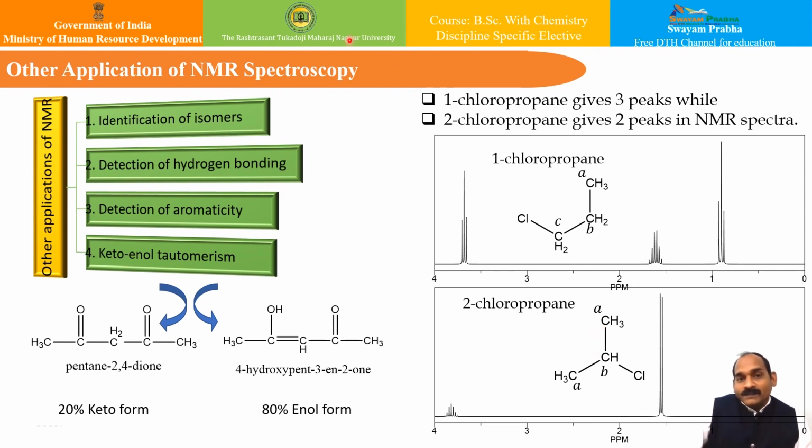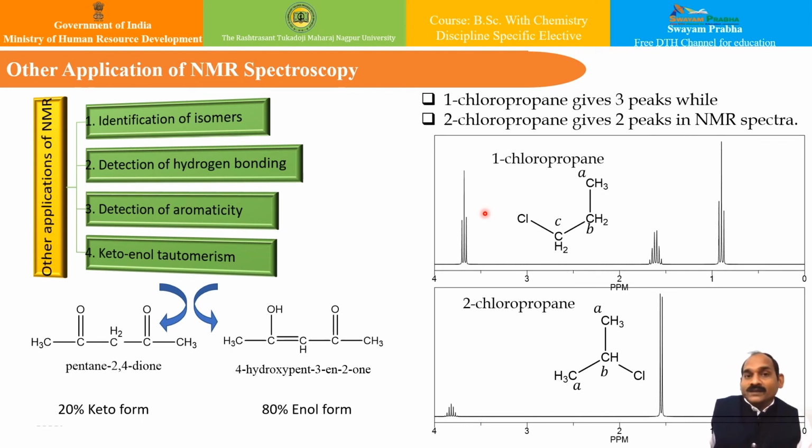The other application is that you can detect hydrogen bonding. It has always been observed that the hydrogen bonded proton will give a peak which is downfield, and this is due to deshielding. So the detection of hydrogen bonding is possible on the basis of this chemical shift value, and it is also possible to distinguish between intermolecular and intramolecular hydrogen bonding, because in one case this chemical shift will be observed, and in the other case it will not be so significant.